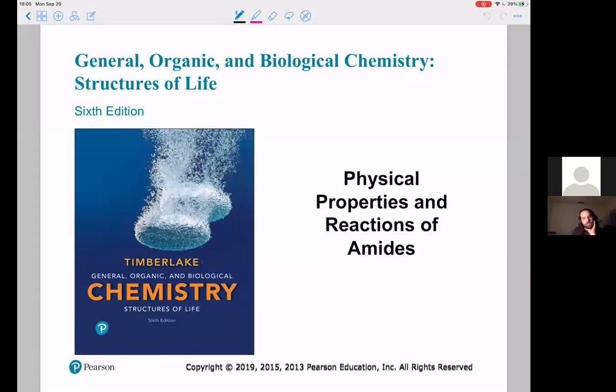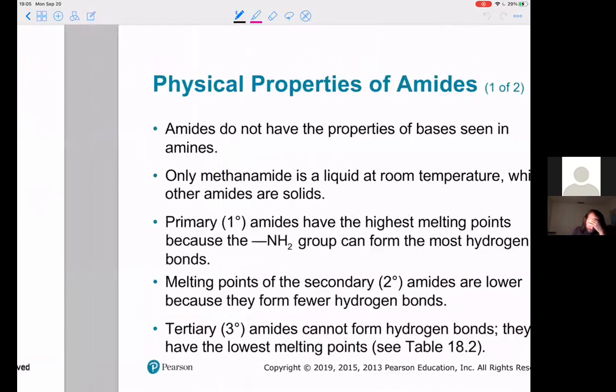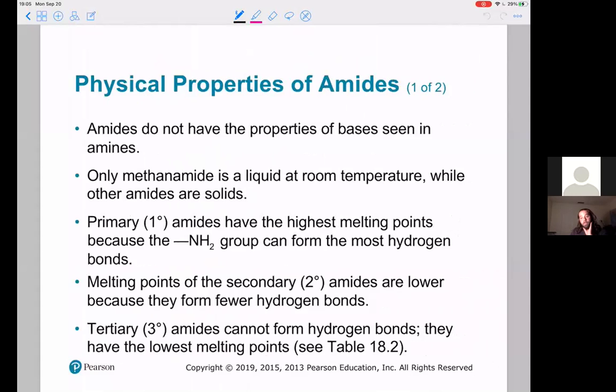All right, so the last thing we've got to do is discuss the physical properties and the reactions of amides. We already talked about one of the reactions that form amides, right? Those condensation reactions. So just keep that in mind. That is a reaction that we've already discussed.